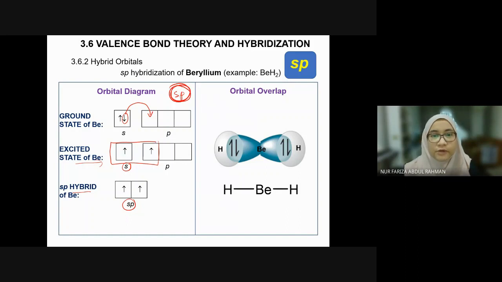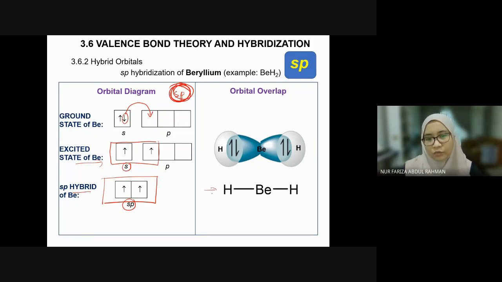Okay, all right. So that's why sp needs to be determined early. You have to determine the type of hybridization first, so that you can use this type of hybridization to prepare the hybrid orbital. Yeah, all right. So this is the formation of the sp hybrid orbital.